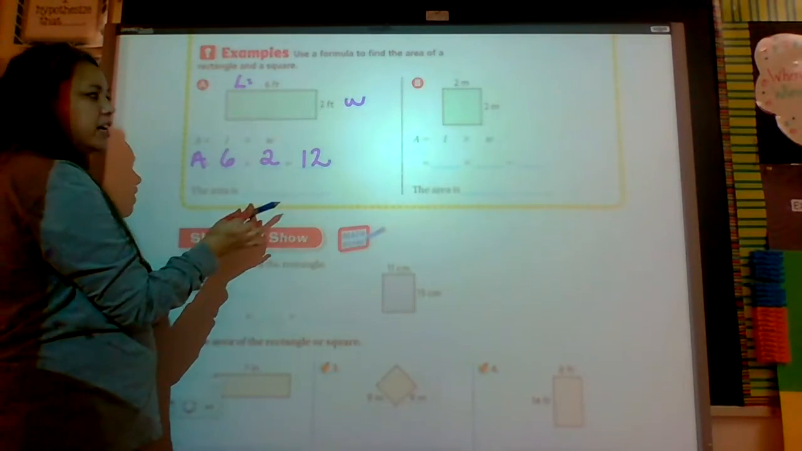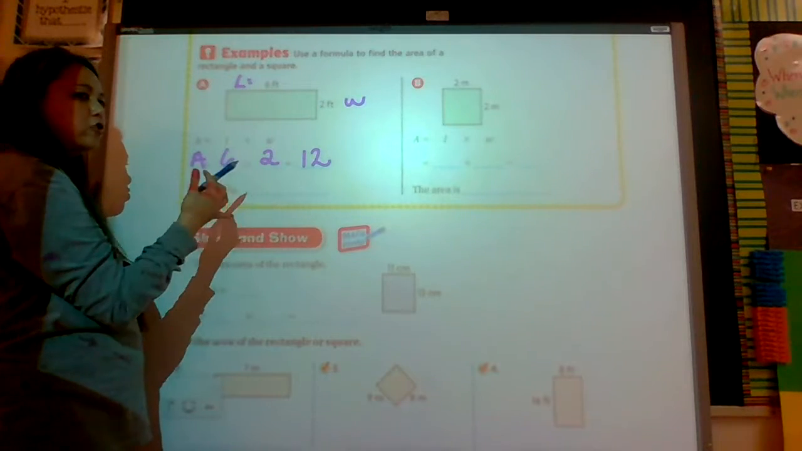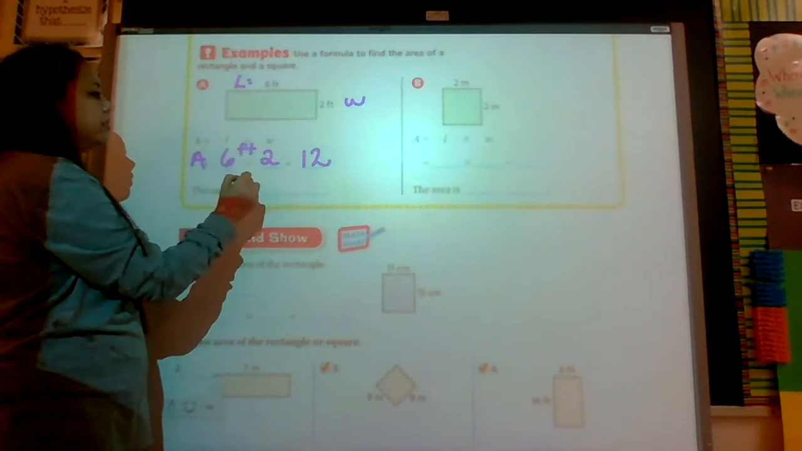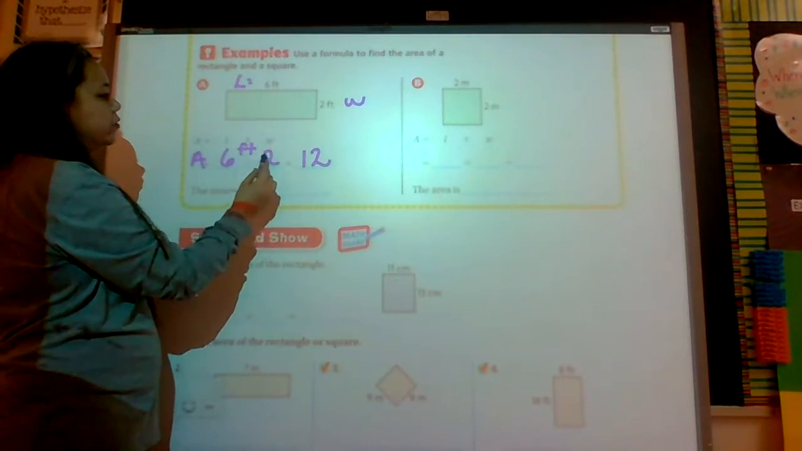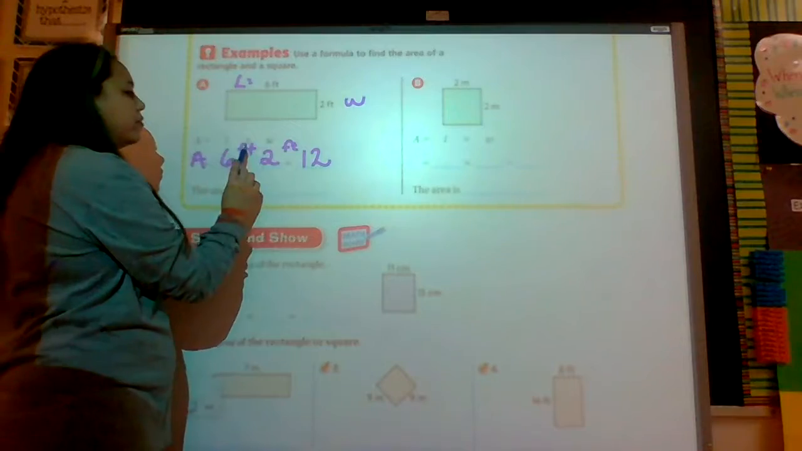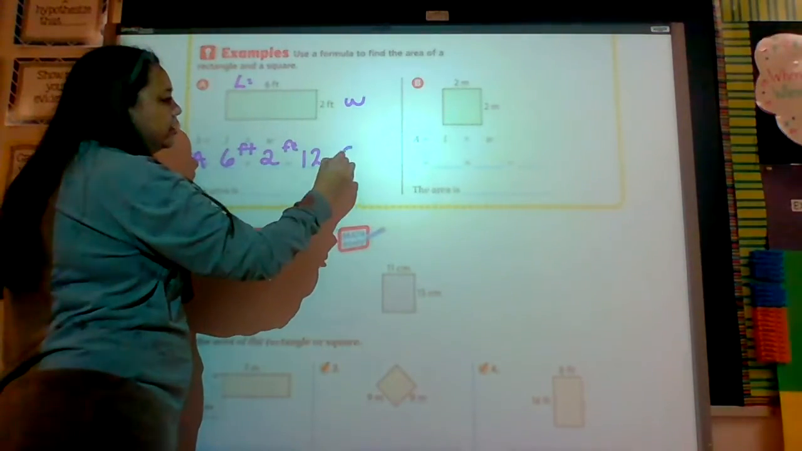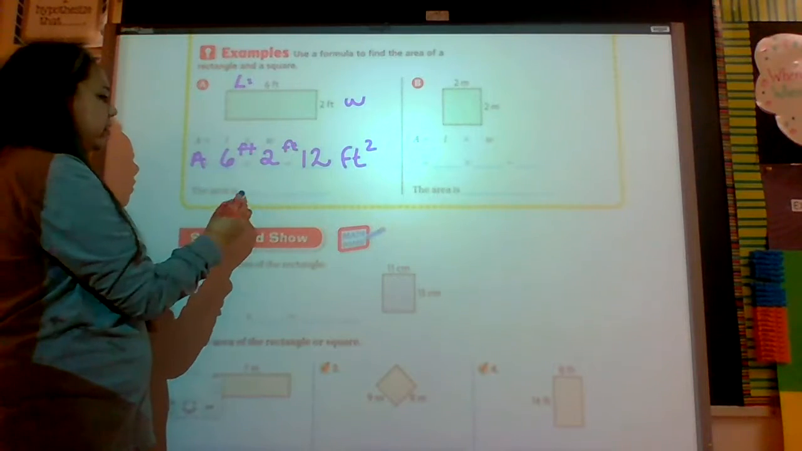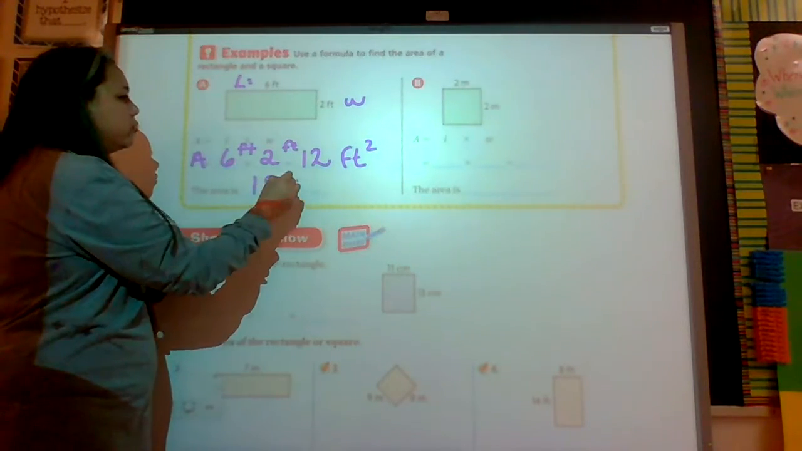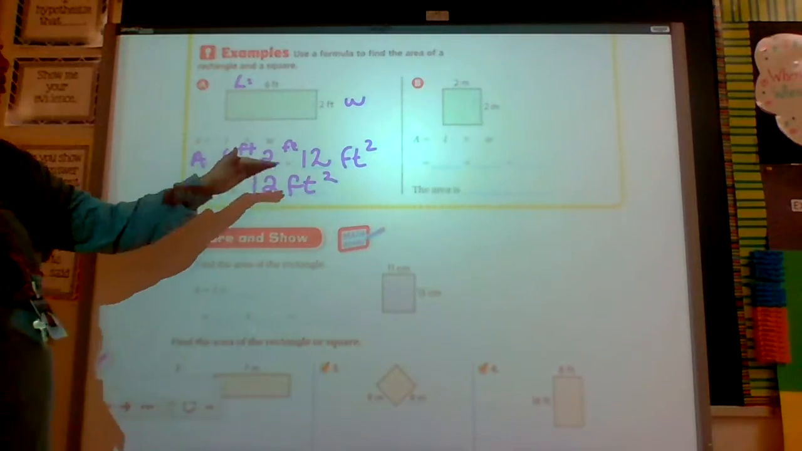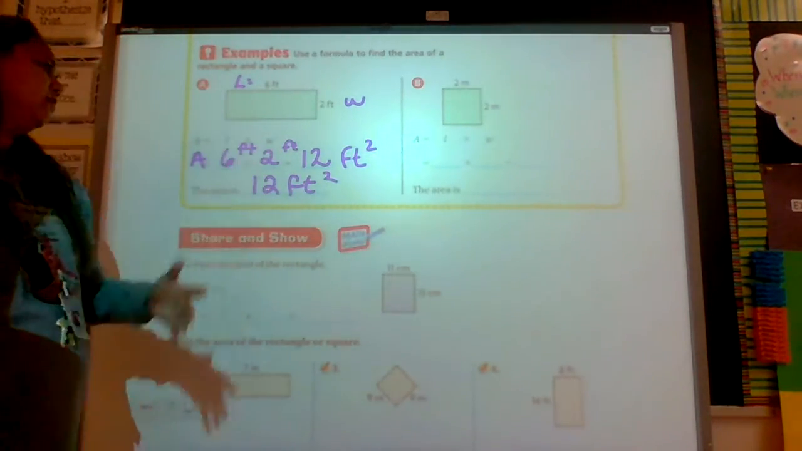But the area isn't just 12. We've got to recognize our units here. And sometimes I tell students to write foot or whatever it is, 2 feet, 2 feet. And a foot times a foot is a foot squared with that little 2. There's 2 of them there. So our answer would be 12 square feet. And you can say it either way, 12 feet squared or 12 squared feet.